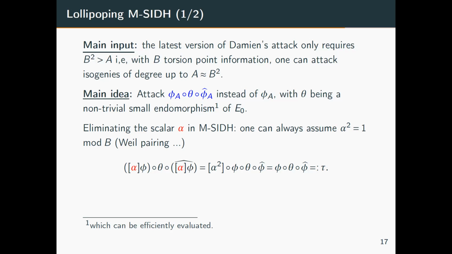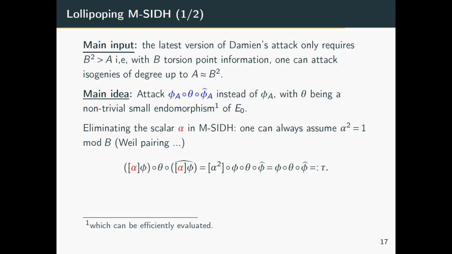What you do is that you have an endomorphism here. So the lollipop is, you compose phi A dual with theta with phi A, and then you get an endomorphism on EA. What is the degree of this endomorphism? The degree is the degree of phi A squared times the degree of theta. So it's roughly the square of the degree, but as I told you before, Damien Robert said that the attack still applies even when you have this.